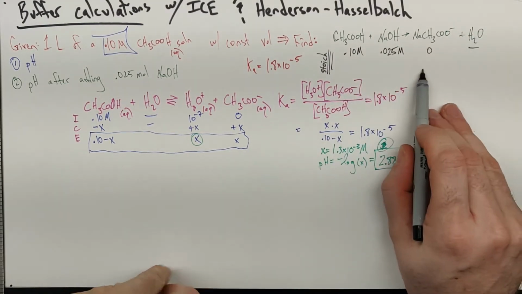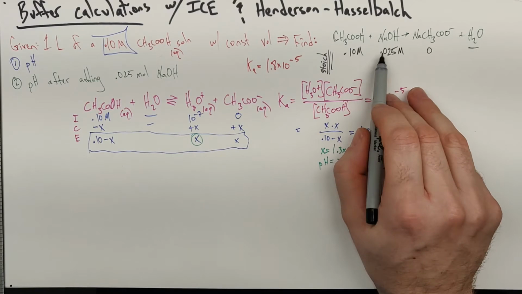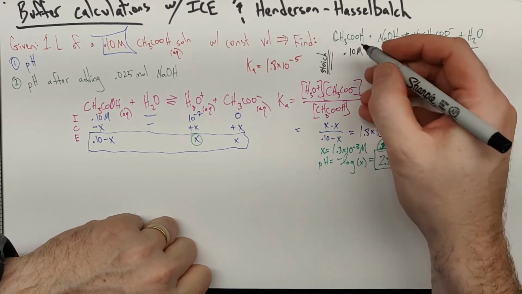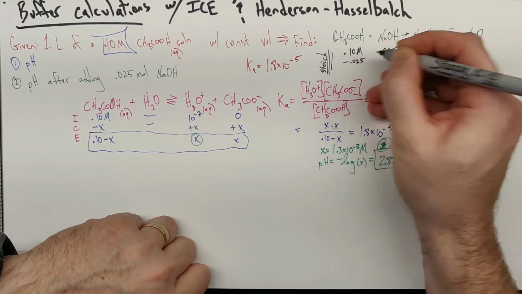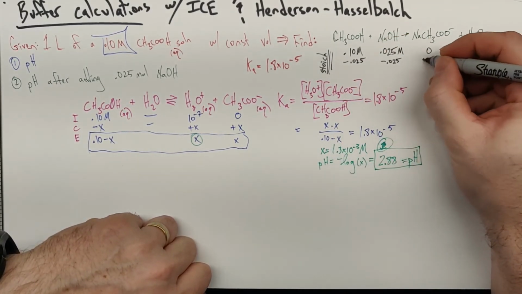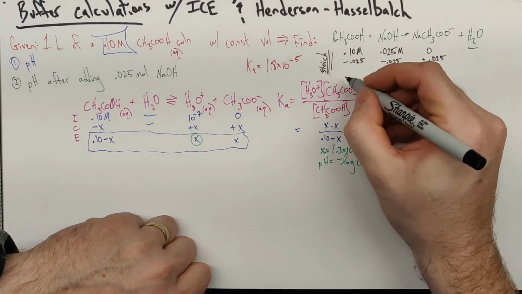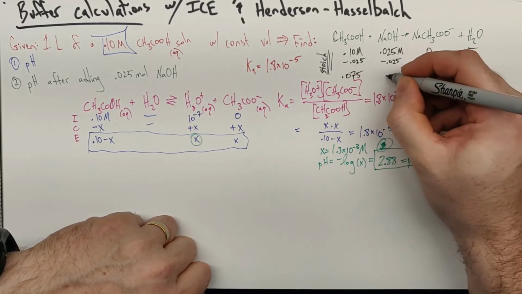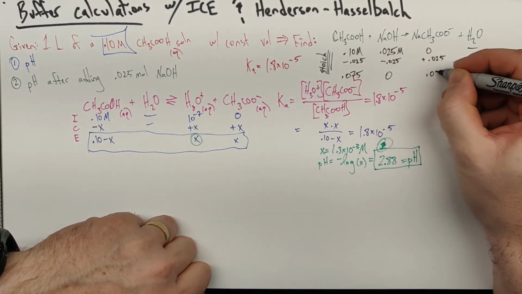So this is stoichiometry. I have 2 reactants, 1-to-1 stoichiometry. This is going to be my limiting reactant and my excess reactant, so I'll subtract that 0.025 because that's how much we're going to use up, and then I'll gain 0.025. That leaves me with 0.075 and 0 and 0.025.